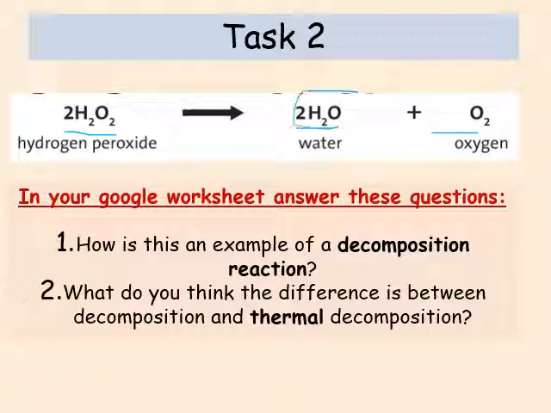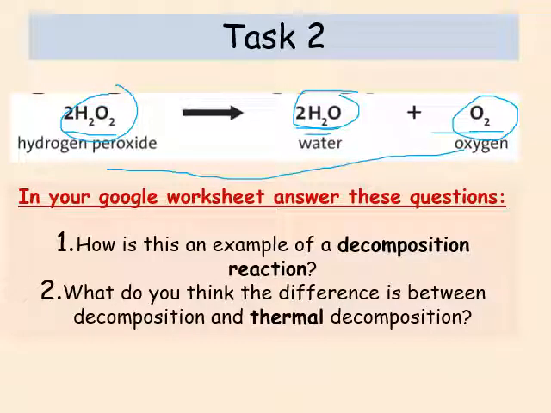Now remember, water is a compound. Compound means 2 or more elements chemically combined. An element is one type of atom. Here, hydrogen peroxide is the reactant, water is a compound, oxygen is an element, and they are the products. How is this an example of a decomposition reaction? What do you think is the difference between decomposition and thermal decomposition? I can tell you this is not thermal decomposition. So what do you think it might be? Pause this video.